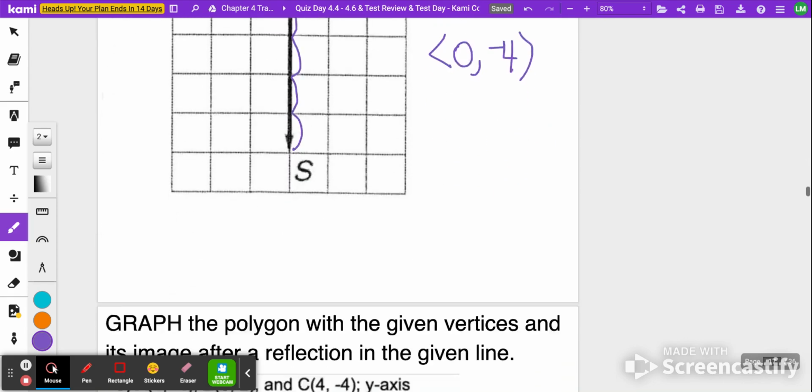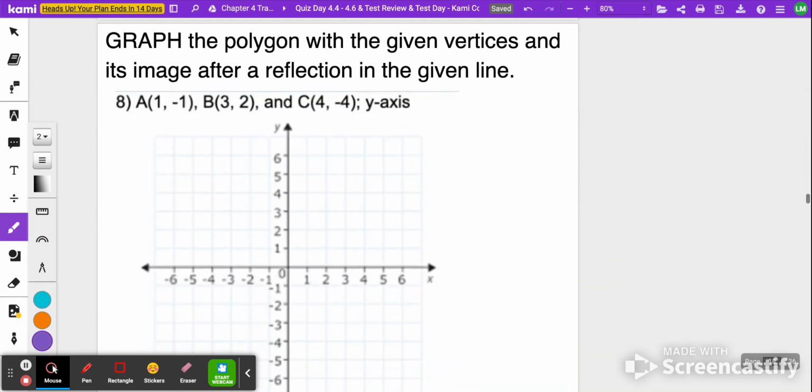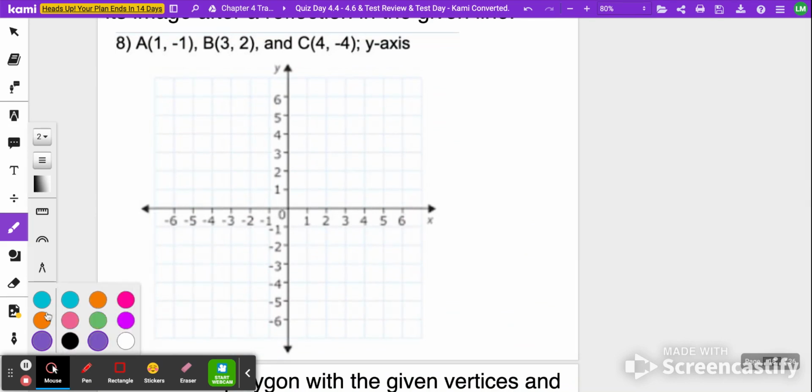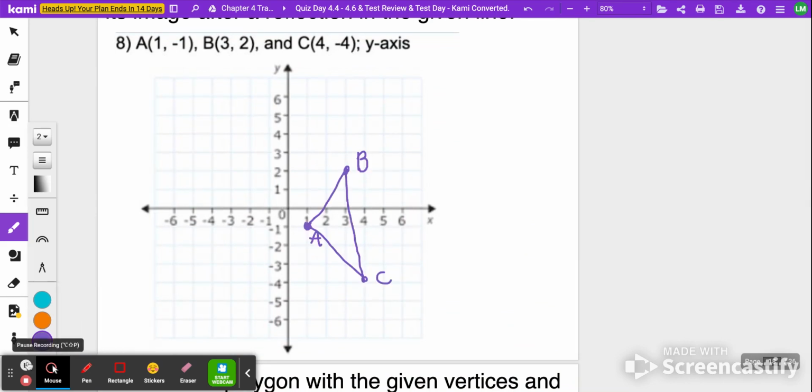Going to the next page, number 8. Graph the polygon with the given vertices and its image after reflection in the given line. So the very first thing I want to do is plot all my original points first. So let's go ahead and do that. So here are my original points for A, B, C, and now I'm going to reflect across the y-axis.